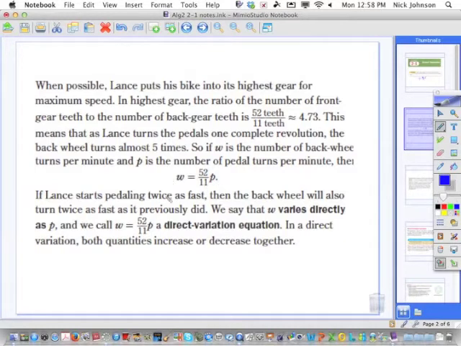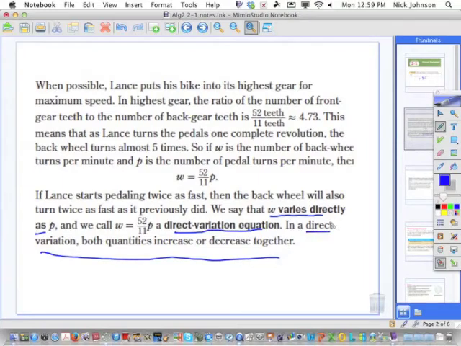If Lance starts pedaling twice as fast, then the back wheel will also turn twice as fast as it previously did. We say that W varies directly as P. And we call W equals 52 divided by 11 P a direct variation equation. In a direct variation, both quantities either increase or they both decrease together. So as you notice, as it starts getting faster, more teeth are going to go. Therefore, they both increase in this situation.